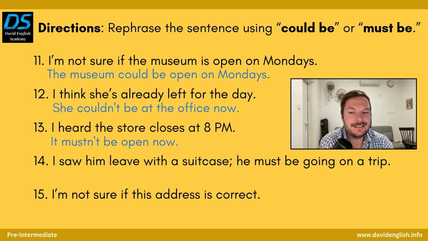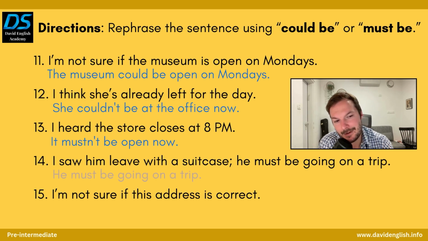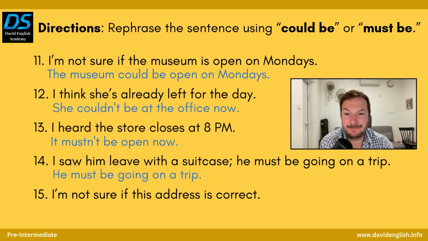14, I saw him leave with a suitcase. He must be going on a trip. So if you conclude this, and you see all the facts and they're leading you to understand that this is the case, you can rephrase it and say, he must be going on a trip, right? Unless he's got a lot of money in there and he's part of the mafia, right?